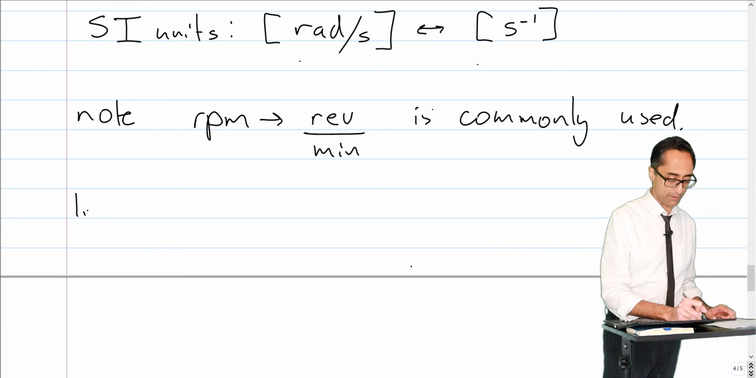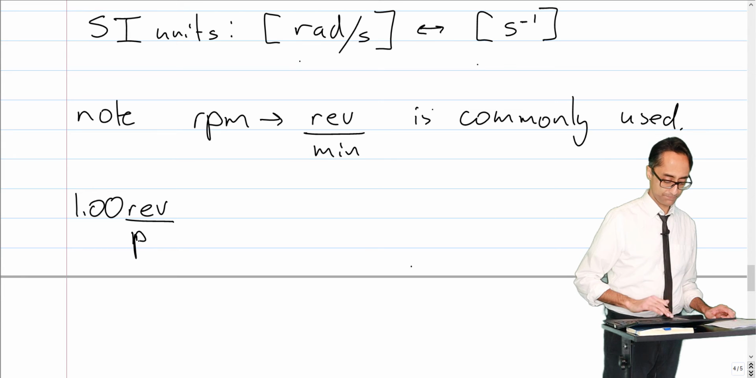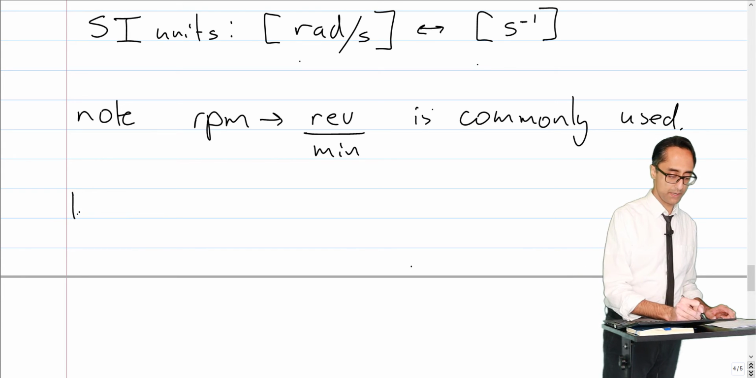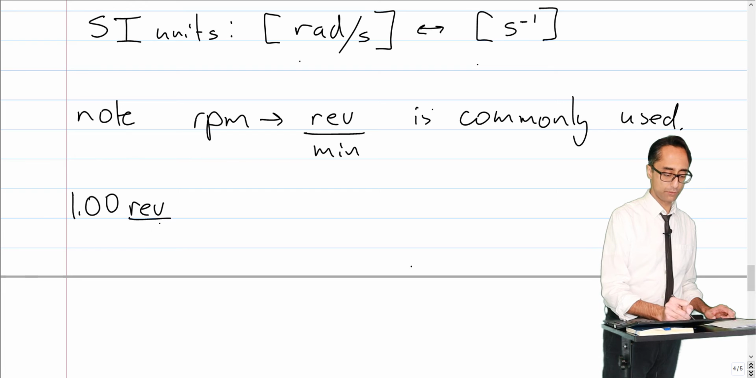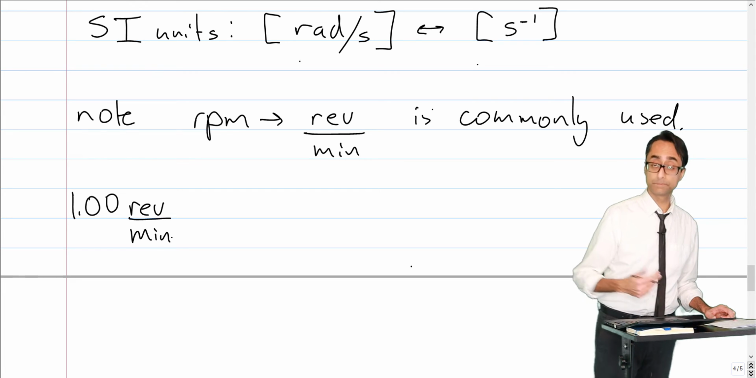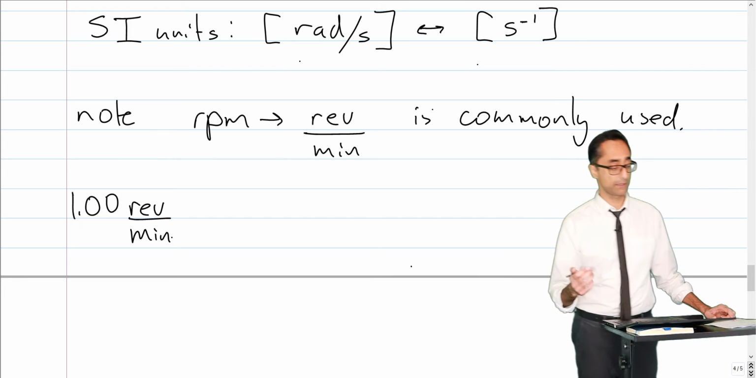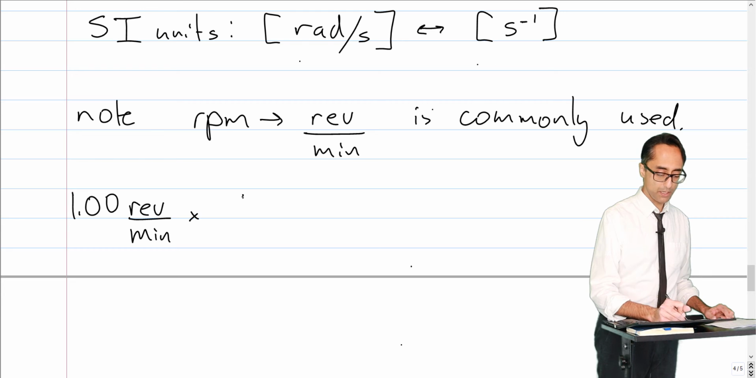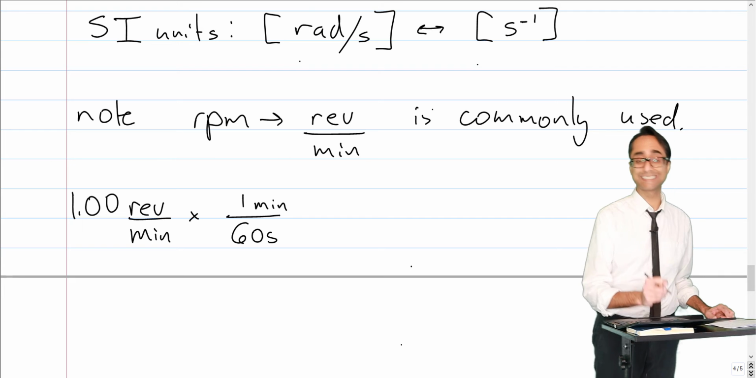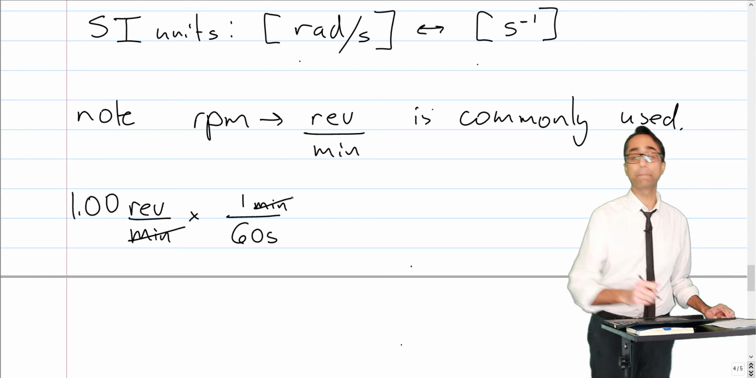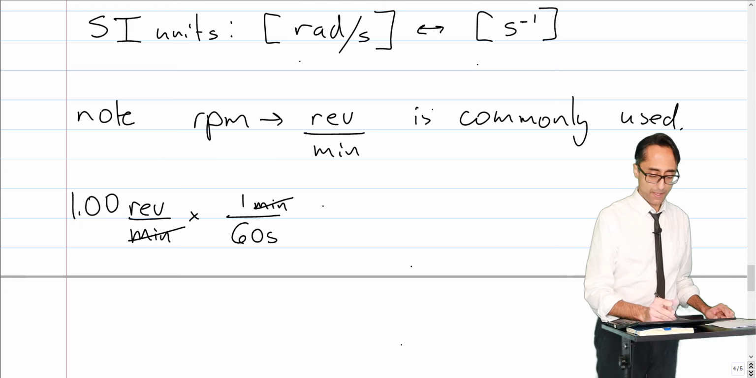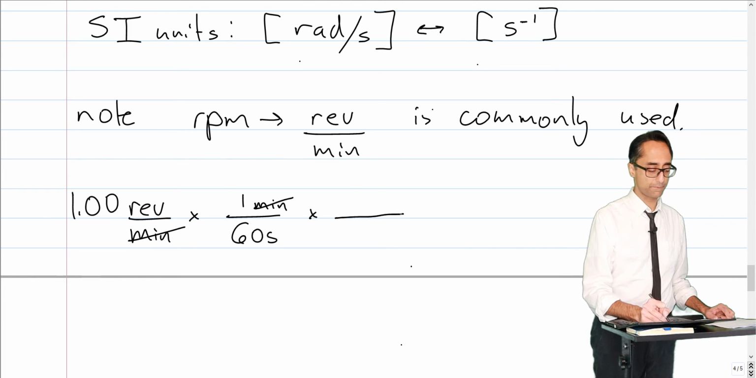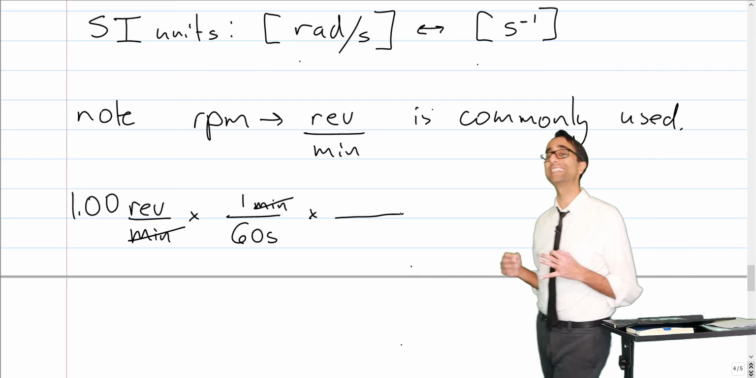How does one go from, let's say, 1 revolution per minute to radians per second? Well, what you basically do is you multiply by 1/60, and that is because 1 minute equals 60 seconds, and so that minute will cancel that minute, leaving us seconds. That's good, but you must also multiply by how we convert from revolutions into radians.